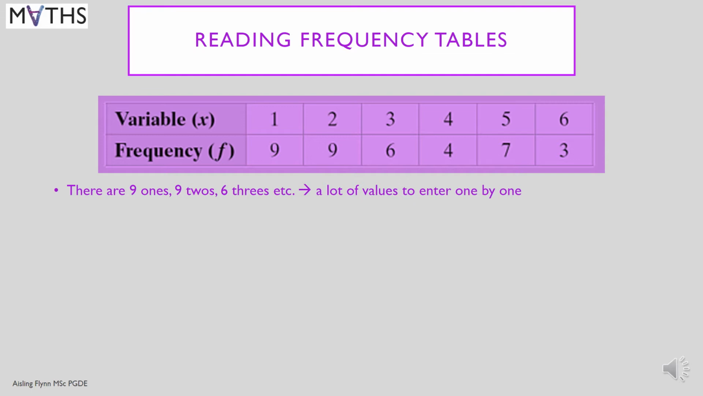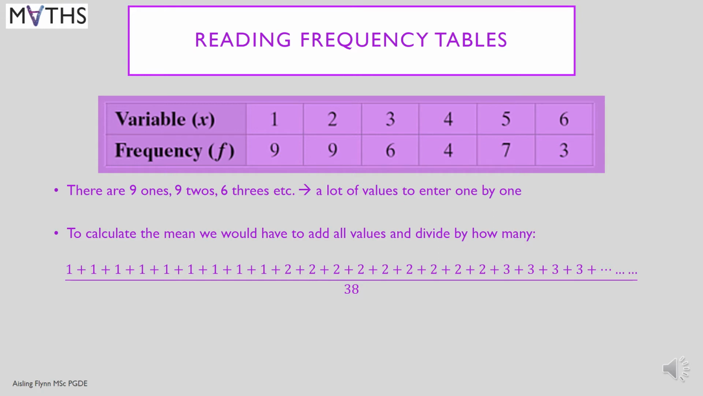Now if we were to find the mean or the standard deviation of these, that would be a lot of values to enter one by one. To calculate the mean we would have to add all the values and divide by how many. So we'd have to add 9 ones, you see those here, plus 9 twos, plus 6 threes, etc. And then we'd have to divide by 38.